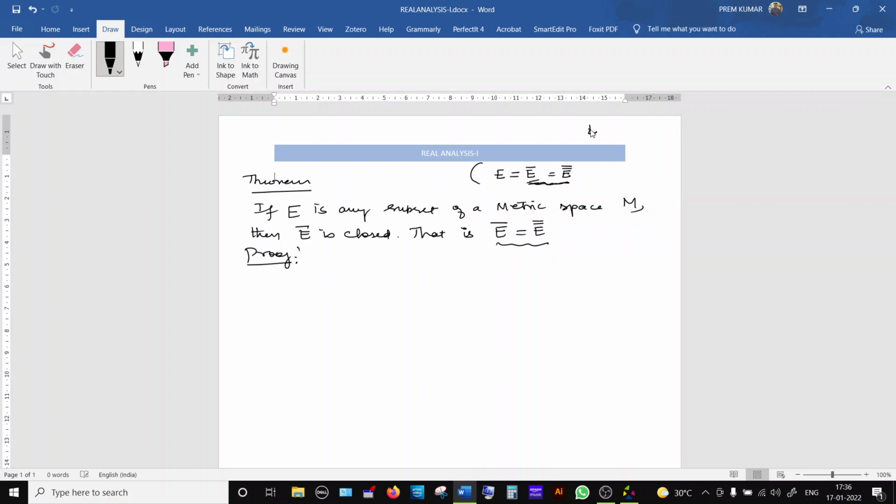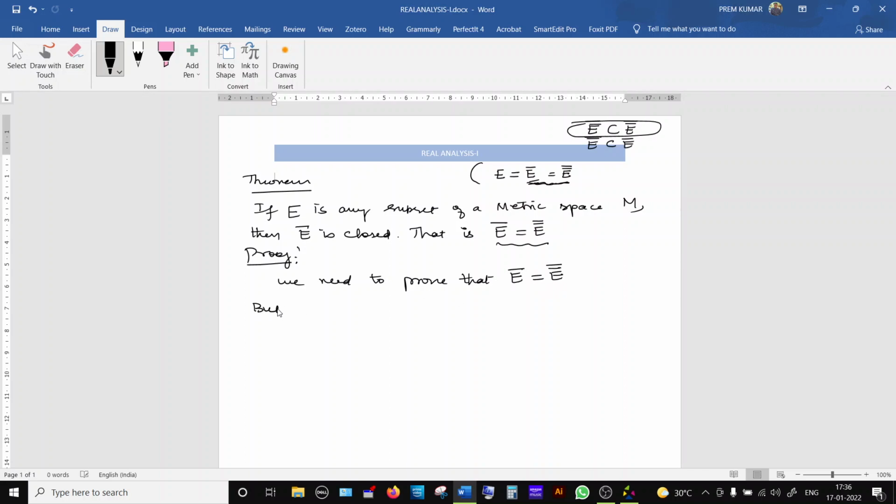First we have to show that E bar closure is a subset of E, and then we have to prove that E double bar is a subset of. But this is always true. So now we need to prove that the closure of the set is also a closed set. This is what we have to prove.